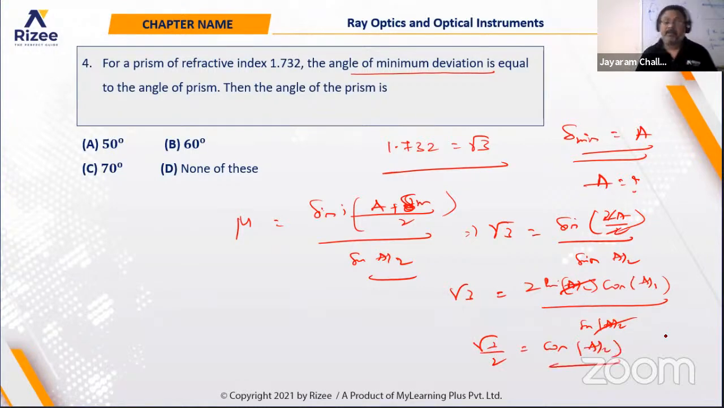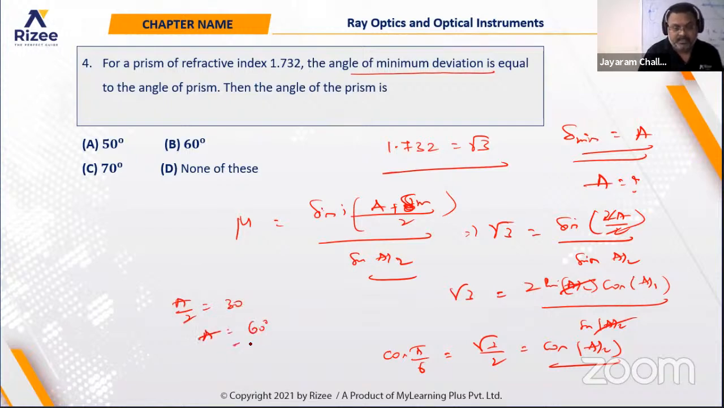What is cos A by 2 value is? Root 3 by 2. In the sense, how much this should be, sir? The angle of the prism he is asking. So that means it is cos 30 degrees. This is cos of 30 degrees, in the sense pi by 6. So that means your A by 2 is equal to how much, sir? 30 degrees means angle of the prism should be 60 degrees. So this is the situation, sir.